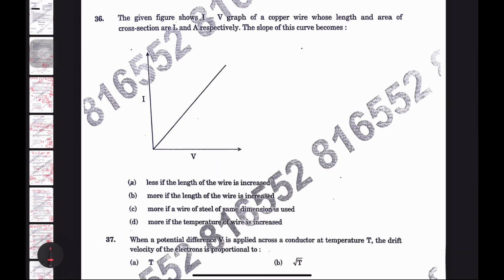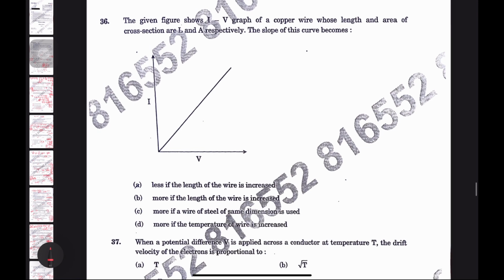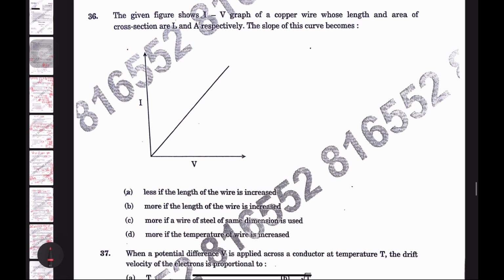Then in the 36th question, we have the given figure showing the IV graph of a copper wire whose length and area of cross section are L and A respectively. The slope of this curve becomes, simply, slope is equal to y2 minus y1 upon x2 minus x1. Let me mark the slope. Here this is the slope. Let's say this is I2, this is I1, and this is V2, this is V1. Along the y-axis we have current. So slope m is equal to I2 minus I1 upon V2 minus V1, since along the x-axis we have voltage.